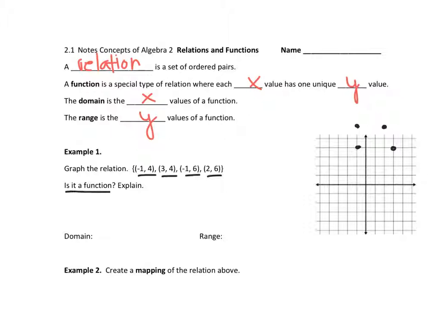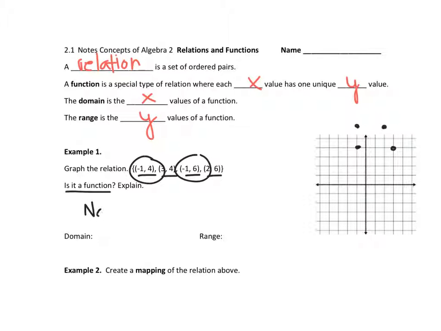So is this a function? For each x, is there one unique y? So here's the x. -1 has a 4, but -1 also has a 6. So 4 and 6 are not unique y's. They're different. So -1 can't have two different y's. So in this case, it's not a function.